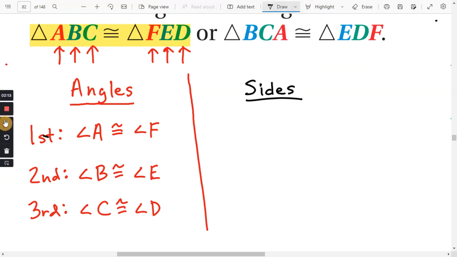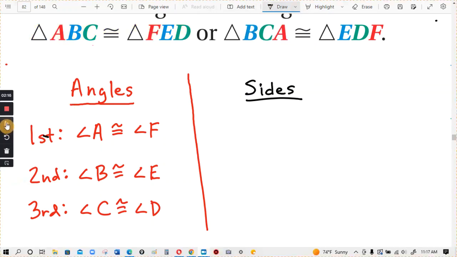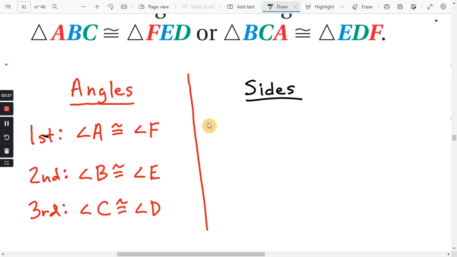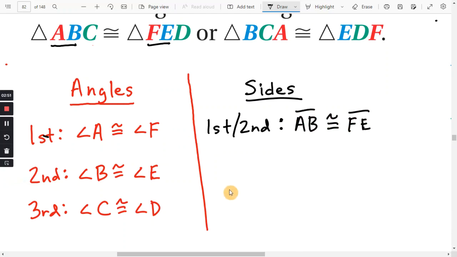Now, we can do the same thing with sides. Okay, we know the sides of a triangle or any polygon are actually line segments, so we have to do two letters at a time. All right, so let's start with the first and second letters. First two letters, AB, are going to match first two letters, FE. So AB is congruent to FE. When you say congruent, you should have the bar on top.